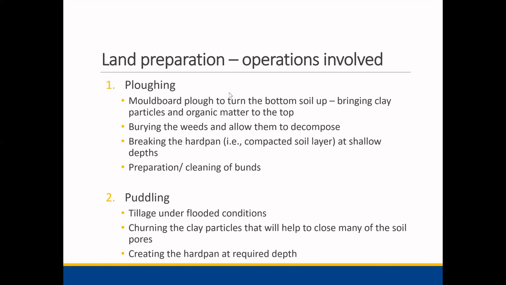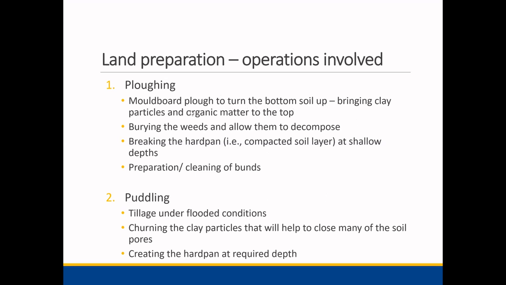First is plowing, right? If you are continuously cultivating a land for rice, then at the beginning of the season you can use the moldboard plow. I hope you may know different ploughs, you may have studied in introductory agricultural engineering courses, different types of ploughs are there. So this is one of them, a plowing equipment we call the moldboard plow, right? It will turn the bottom soil up when you plow using this particular type of plow.